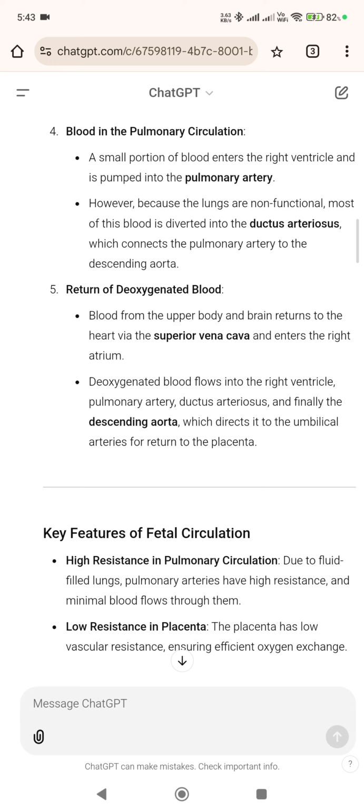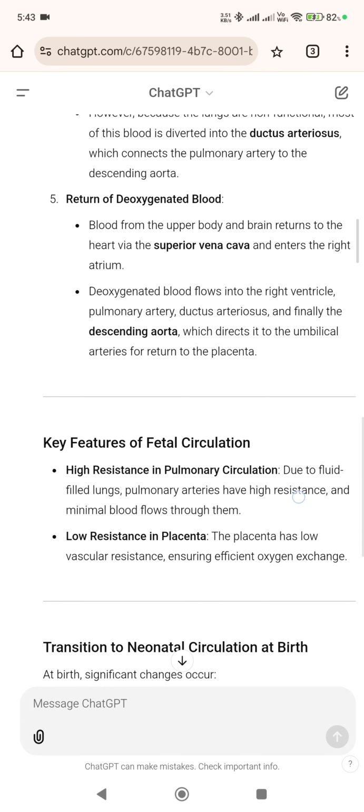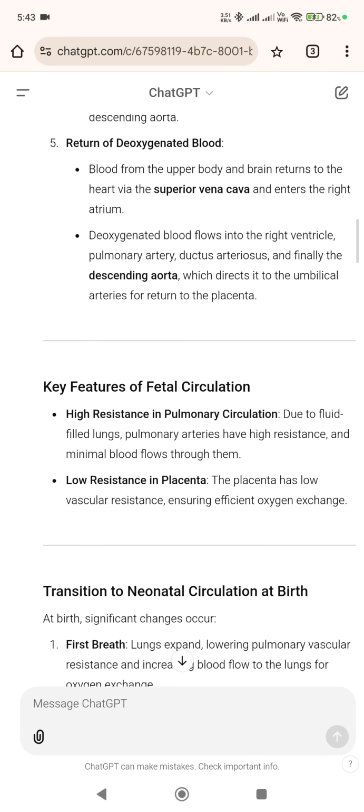5. Return of deoxygenated blood. Blood from the upper body and brain returns to the heart via the superior vena cava and enters the right atrium. Deoxygenated blood flows into the right ventricle, pulmonary artery, ductus arteriosus, and finally the descending aorta, which directs it to the umbilical arteries for return to the placenta.